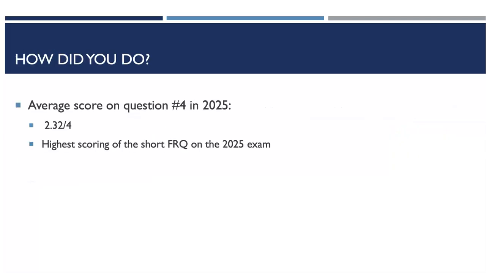So how did you do? The average score on this question in 2025 was 2.32 out of 4. Out of the 4 short response questions, it was the highest scoring of those questions. So if you got 2 points, you're doing well. If you were 3 points, you're doing well. 4 points, yeah, very achievable. That's where you want to be.